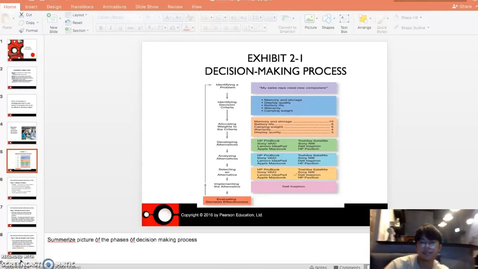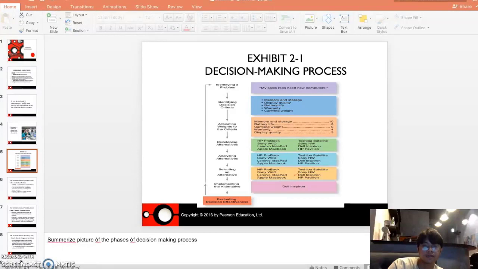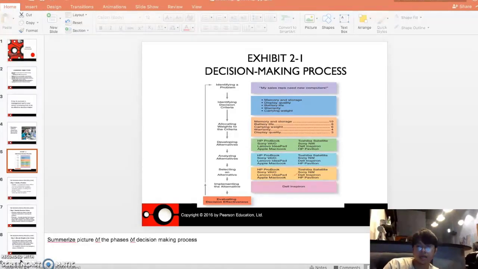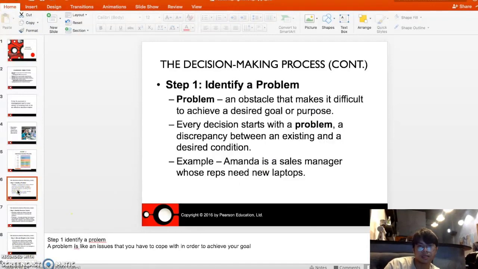So this is just a picture to summarize the phases of the decision making process. To the next slide. Step one is to identify a problem. A problem is an issue that you have to cope with in order to achieve your goal. Every decision starts with a problem.